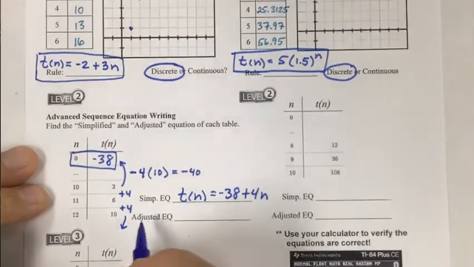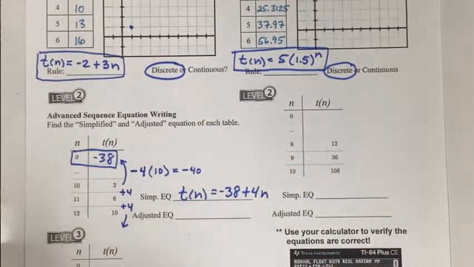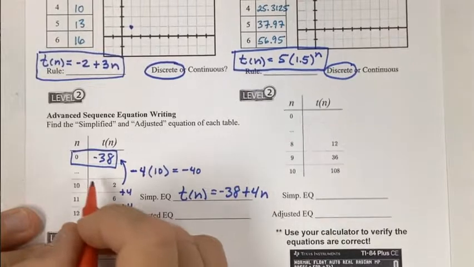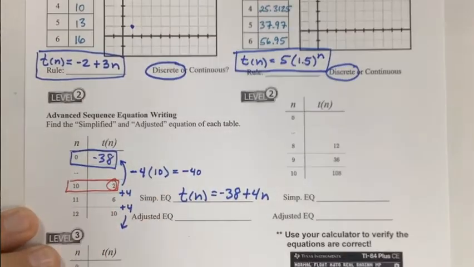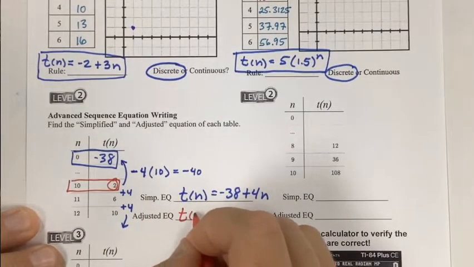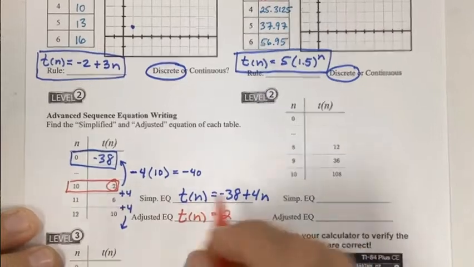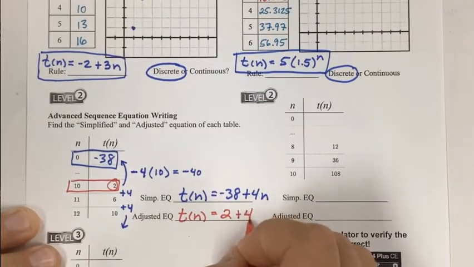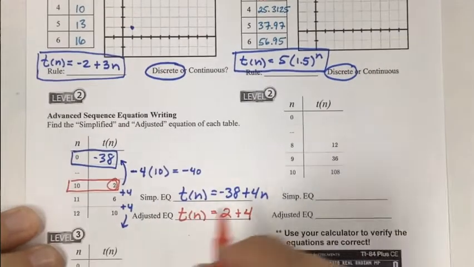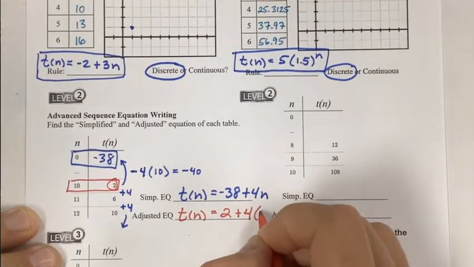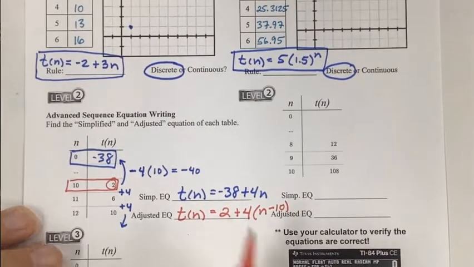You can do what's called writing an adjusted equation. The adjusted equation can say, all right, let's not start it at the zero term, let's start it at the 10th term. Let's start right here at the 2, okay? So that 2, I can say then t of n equals, started at 2, how are you going to get to the next term? Well, you're still going to add 4, but instead of saying 4n, we have to say how many moves back to 0 is it? Well, it's 10 moves back. So then you're going to say n minus 10, and that's it. This is the equation that would make that sequence.